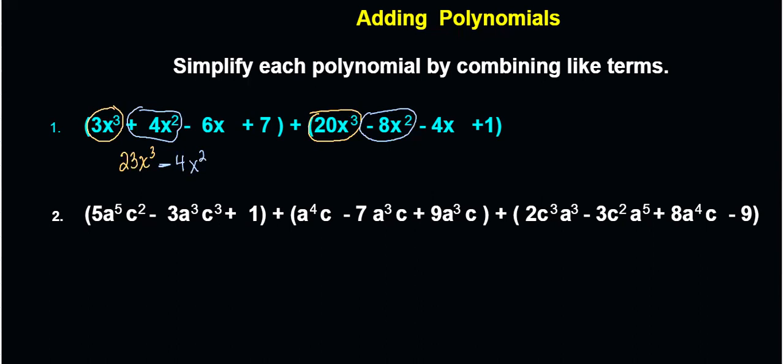Next, we're going to look at our x's. I've got a negative 6x and a negative 4x. If I put those together, I get a negative 10x. And then finally, we've got to put our constants together. So I've got 7 and 1, which makes positive 8. And we're done. We've simplified our polynomial.